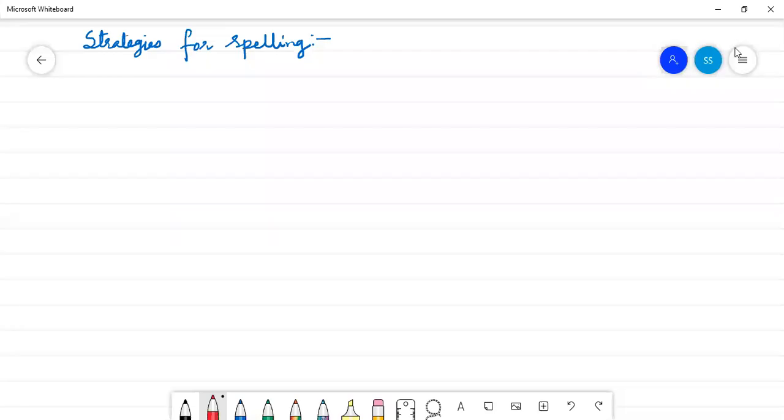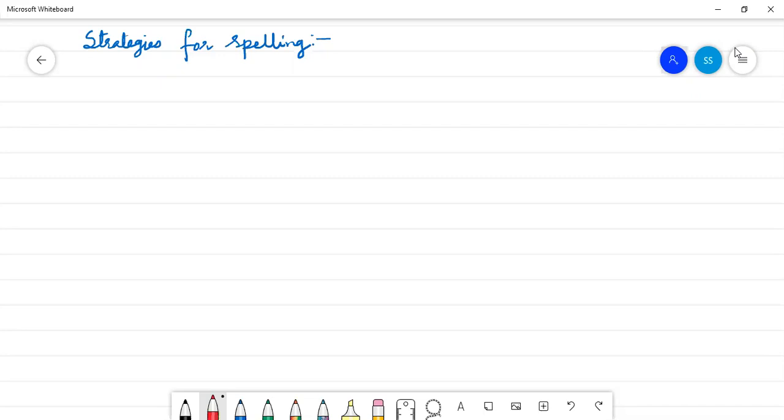So, strategies for spelling. As we know, spelling is equally important to writing. Spelling is the writing of one or more words with letters and sound or diacritics, which is very important for understanding the spelling strategies.